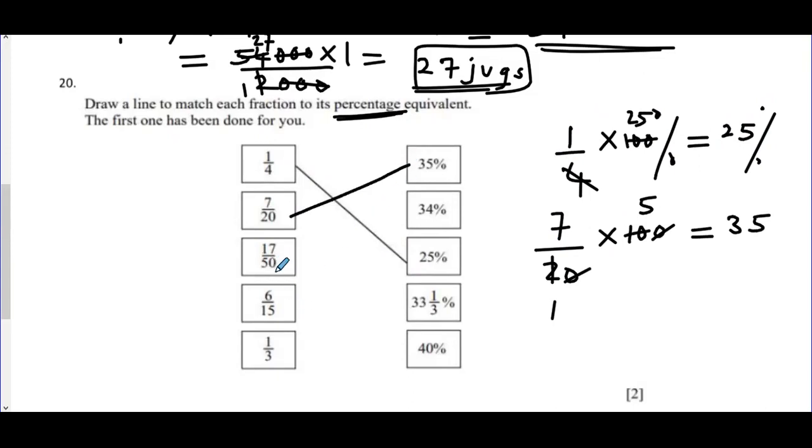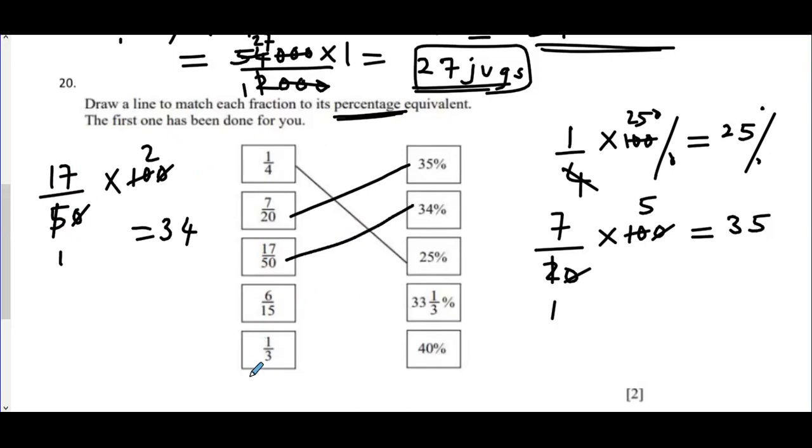Okay. And then you do 17 over 50, the same thing, 17 over 50. You do times 100%. And then this 0 goes with that 0, 5, 1, 5, 2. 7 times 2 will be equal to 34. So you're going to take this and match to this.